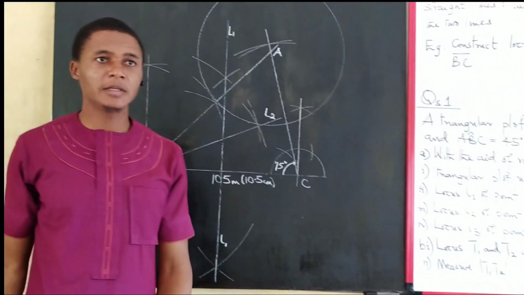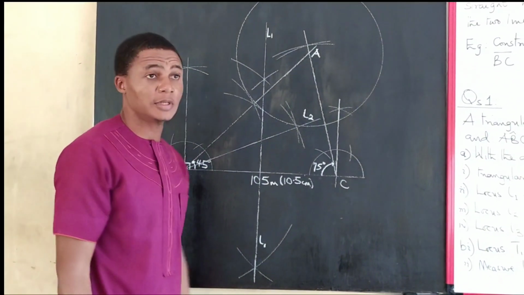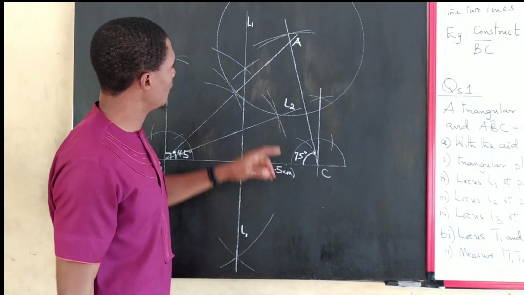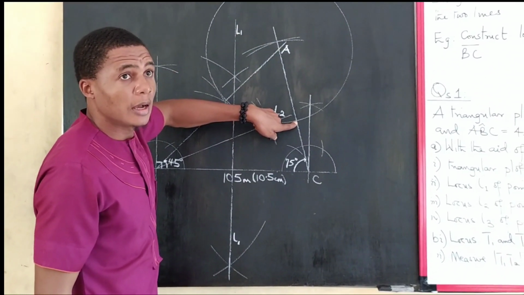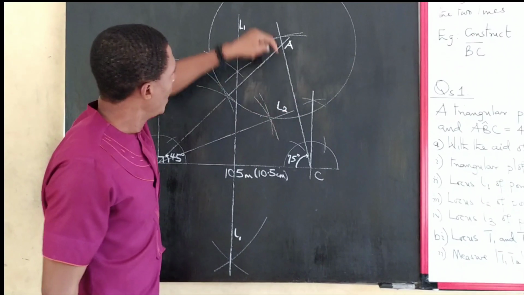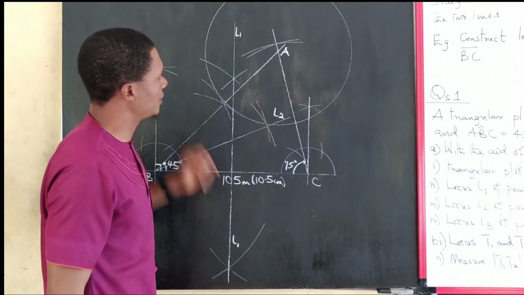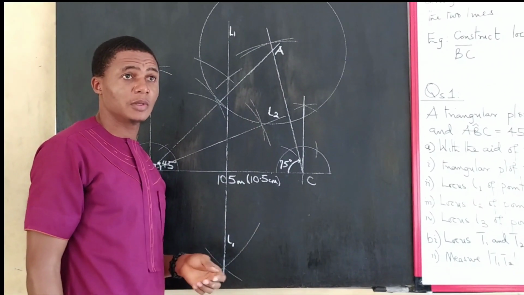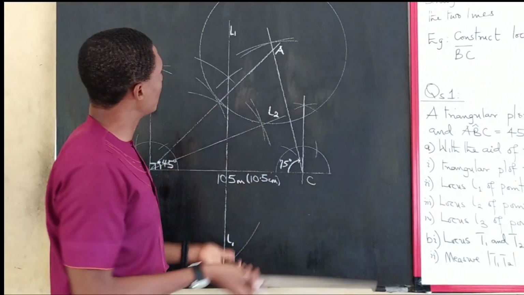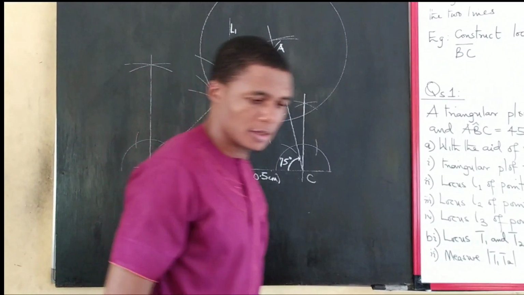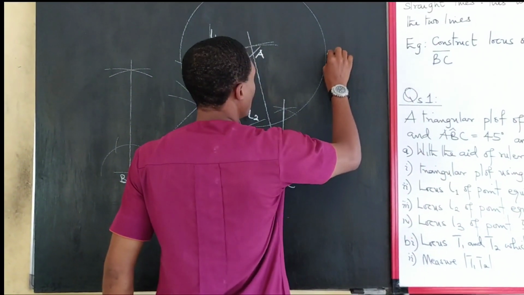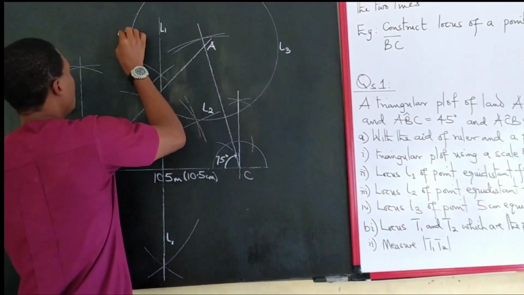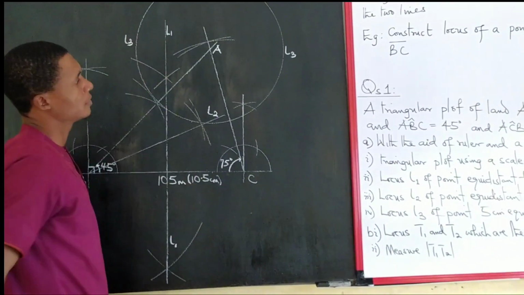You see that? Yes. So, you know what? From A to here is measuring 5 cm. And from A to here is measuring 5 cm. All this is the range. Okay? So I've gotten my locus. So I call it L3. You see that?